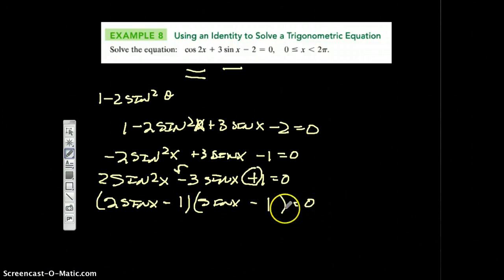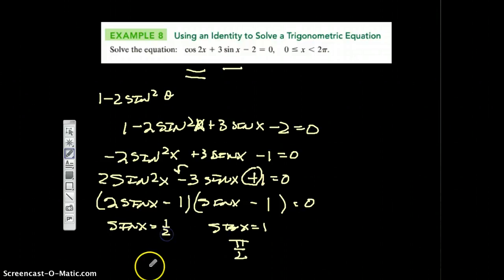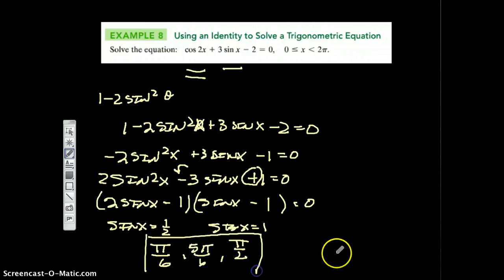All right. Well, here we have sine of x is equal to 1. We know that's pi over 2. And here we have, again, sine x is equal to 1/2, okay? It should be becoming kind of clear here. Pi over 6 and 5 pi over 6. So these are our 3 different answers for problem number 8. I hope that helped you.